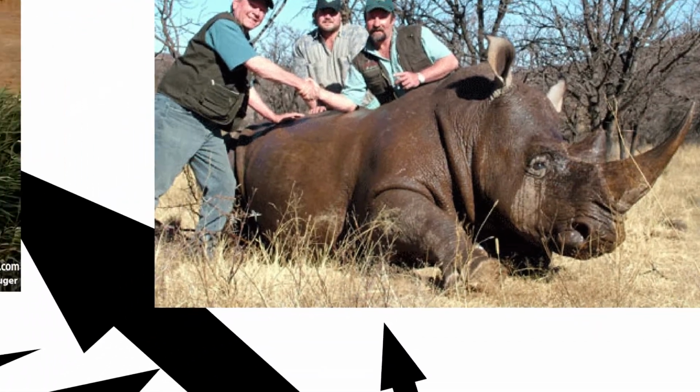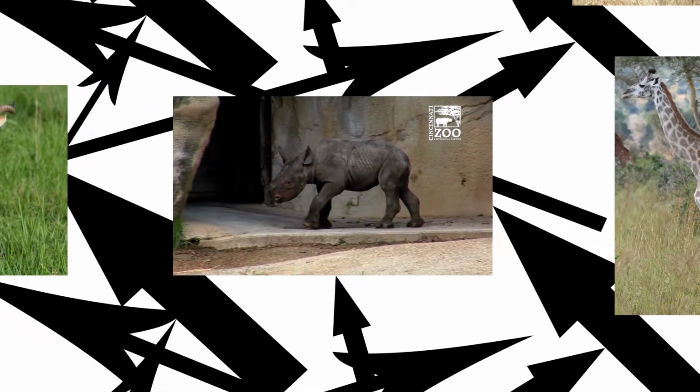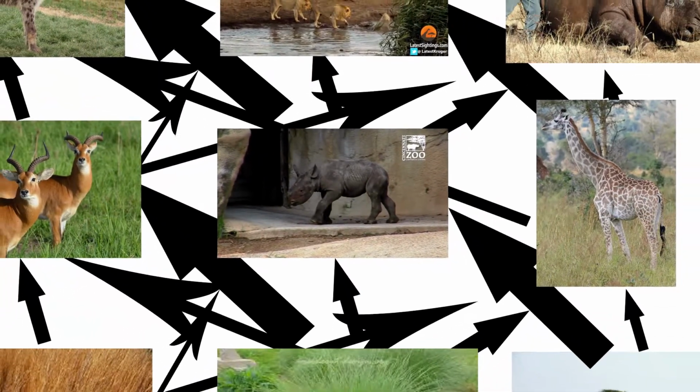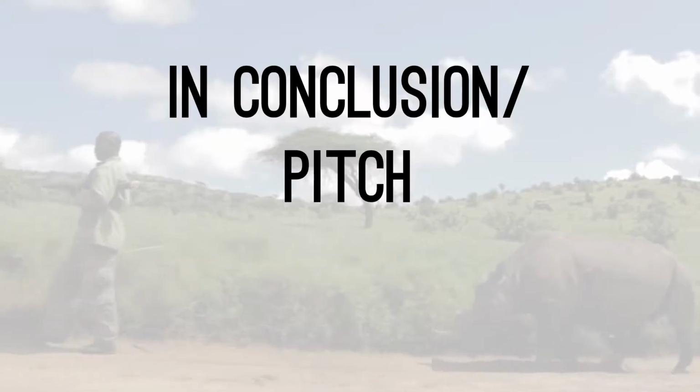Black rhinos can also be considered keystone species because of their selective eating patterns. Rhinos only feed on certain types of vegetation, which actually increases biodiversity because it leaves more room for other vegetation.